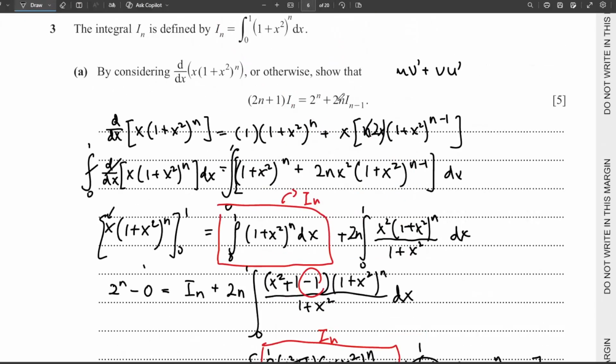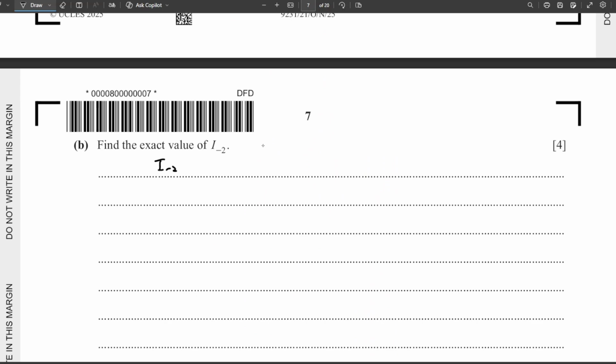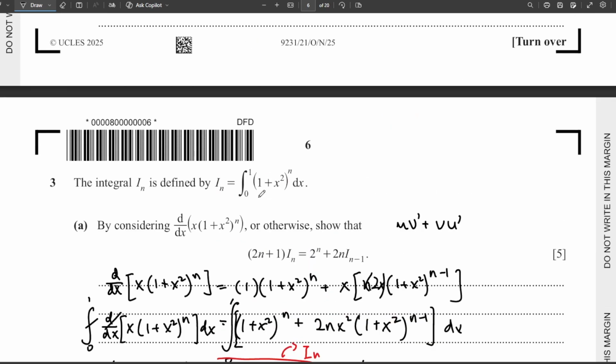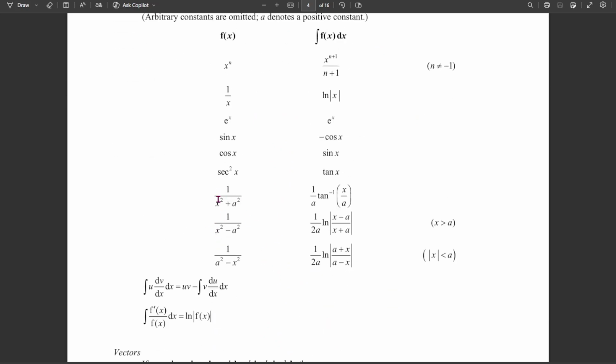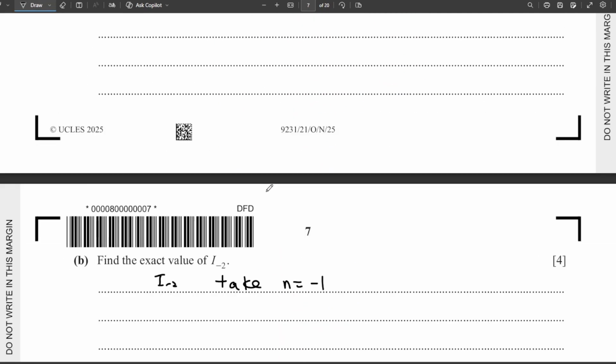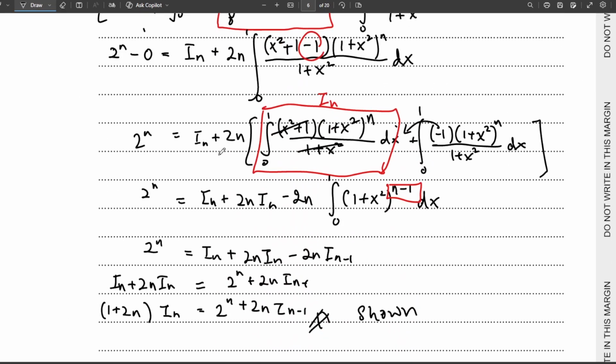So what we can do instead is take this n minus 1 to become negative 2. So n will be negative 1. We take n to be negative 1, so I_n can remain as I negative 1. This whole thing, power negative 1, is just a reciprocal of 1 plus x squared, which we know how to do. The integral of this reciprocal is just the inverse tangent. So we take n as negative 1, we will have I negative 2 and we still have something that we know how to integrate.